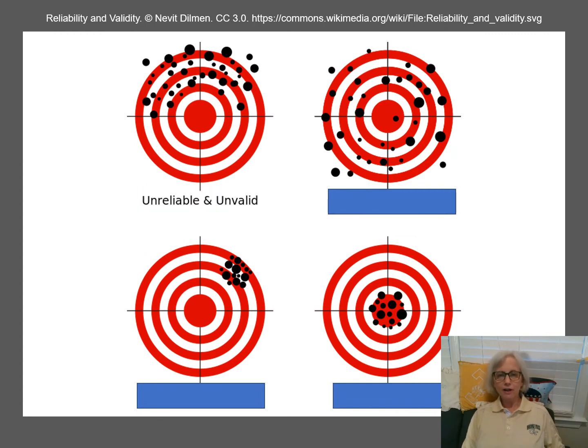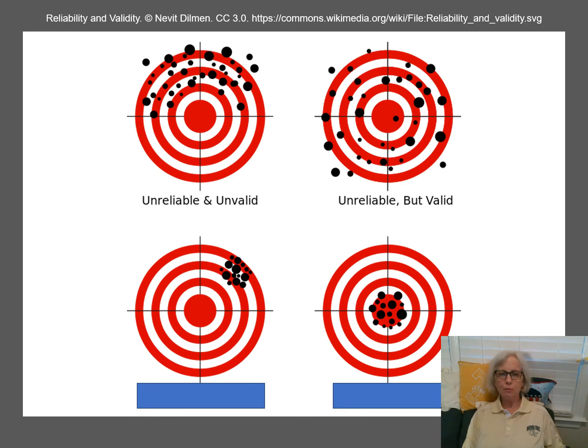In the first target, the darts aren't close to the center mark, making them unreliable. They are errors and don't hit the mark. You wouldn't want this person on your darts team at the local sports bar. Even worse, the darts are also invalid. That is, they aren't going to the mark where we hope to be able to score points.